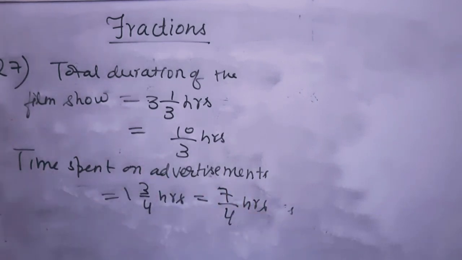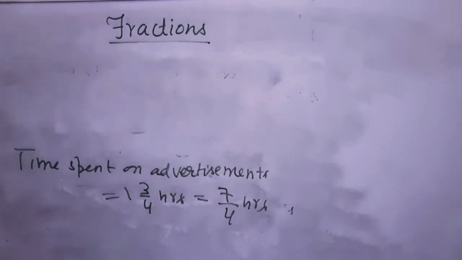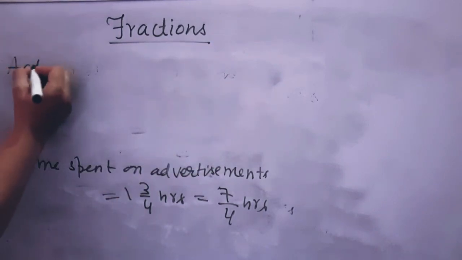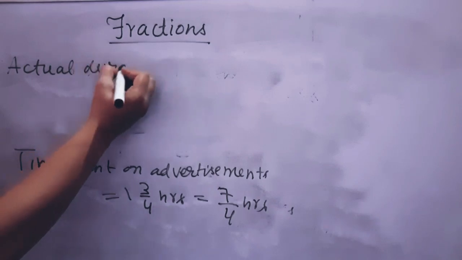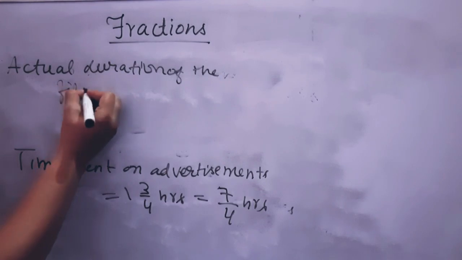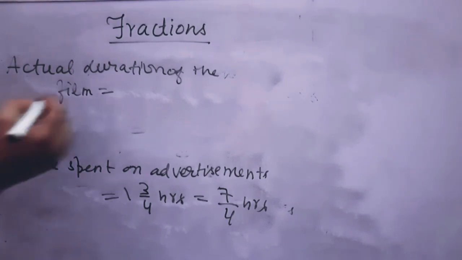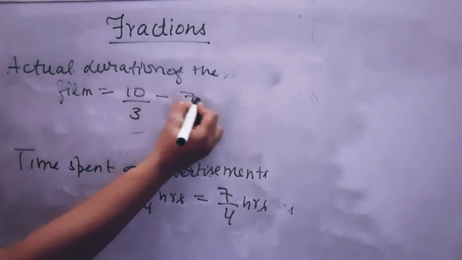Okay, students. Now we have to find out the actual duration of the film. So to find out the actual duration of the film, what we have to do in this question? We have to subtract. Okay. So let me subtract. Let me rub this first. Actual duration of the film. So the actual duration of the film is 10 upon 3 minus 7 upon 4.